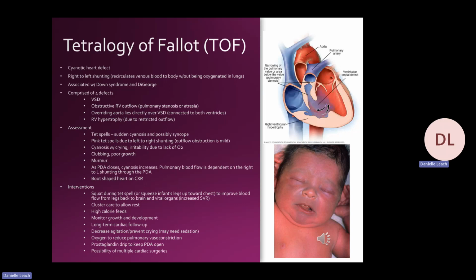They have the possibility of multiple cardiac surgeries. They may just have one to start off with to correct their pulmonary atresia or stenosis so that they don't have to have the PGE anymore. And then they may go back later to correct some of these other ones like the VSD. It just depends on a case-to-case basis, but they are probably going to need several cardiac surgeries and procedures and very long-term follow-up.